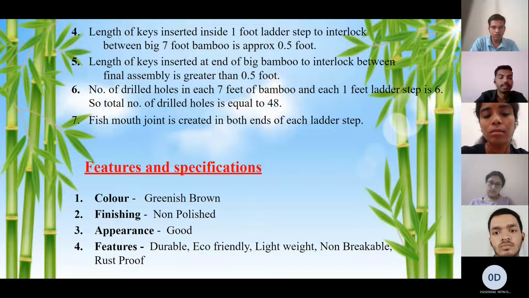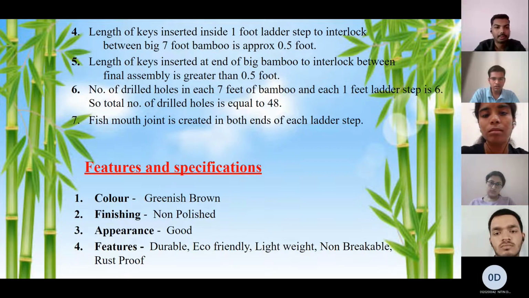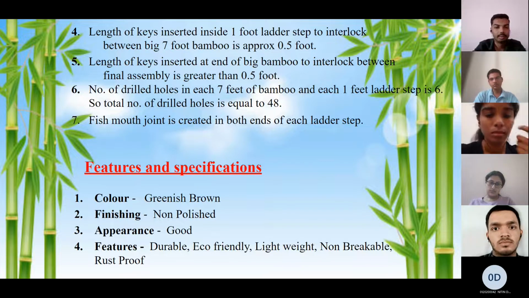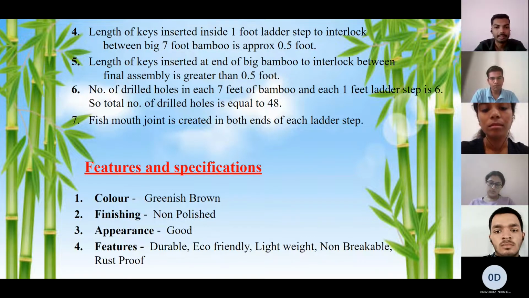For the interlocking purpose of the 6 step ladder with the 7 feet long bamboos, we have inserted four keys inside the small 1 foot step ladder, and the size of the keys is between 0.5 feet and less than 1 foot. So we have inserted them in between to interlock with the bigger bamboo.